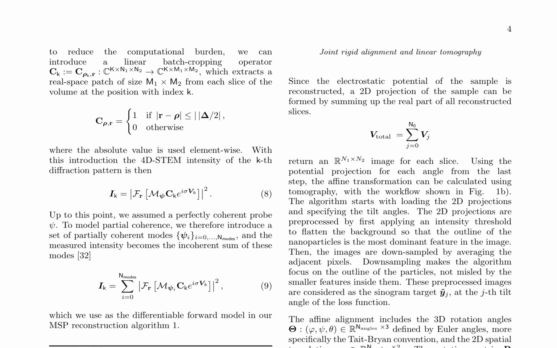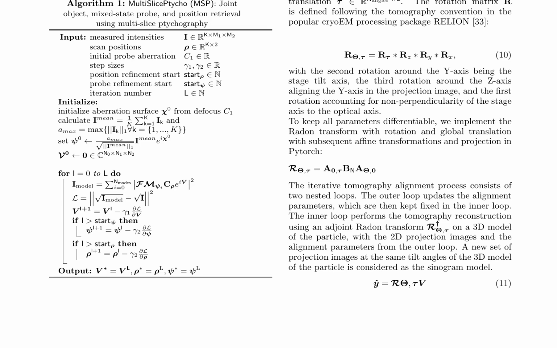In the context of joint rigid alignment and linear tomography, the electrostatic potential of the sample is reconstructed, and a 2D projection of the sample can be formed by summing up the real part of all reconstructed slices. Using the potential projection for each angle, the affine transformation can be calculated using tomography, with the workflow shown in Figure 1b. The algorithm starts with loading the 2D projections and specifying the tilt angles. The 2D projections are preprocessed by applying an intensity threshold and downsampling the images. These preprocessed images are considered as the sinogram target of the loss function.